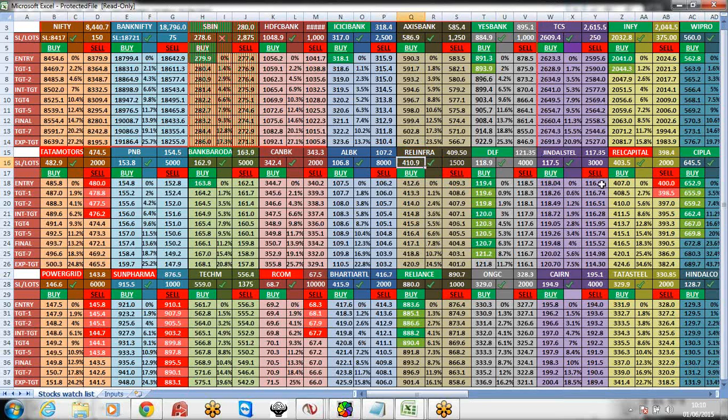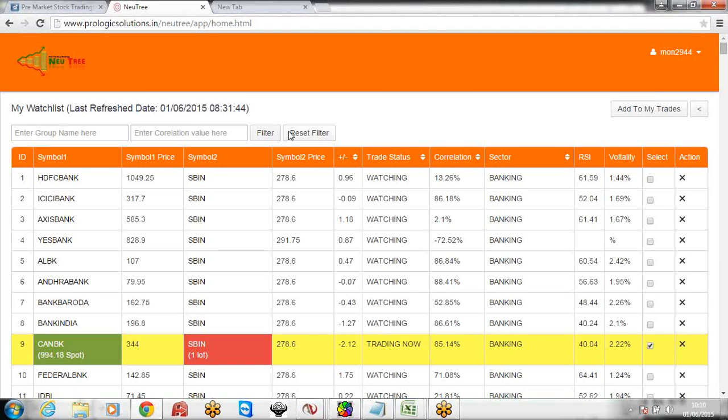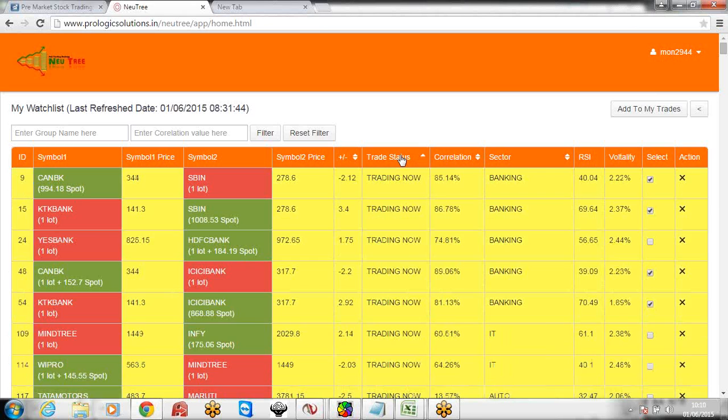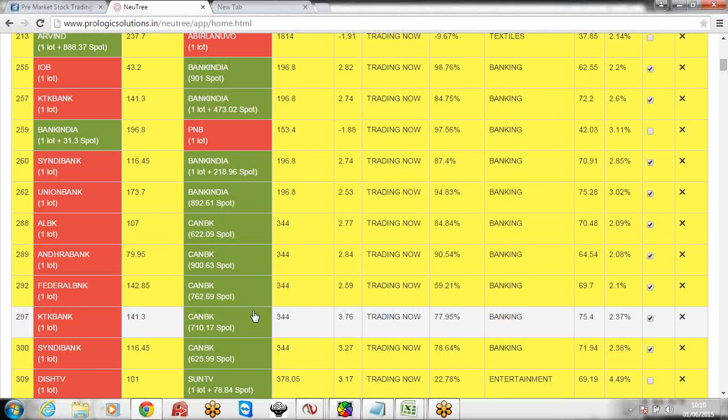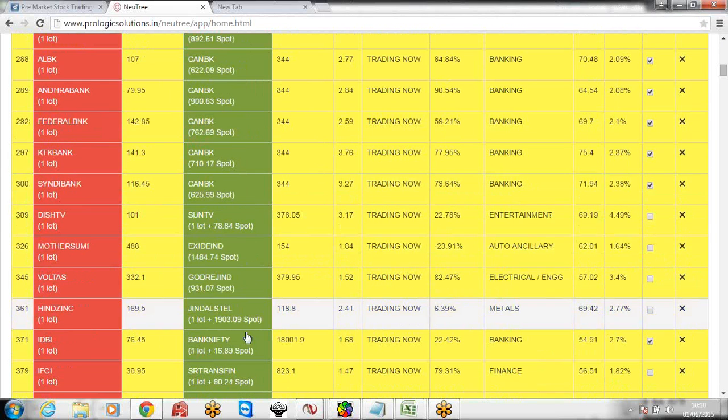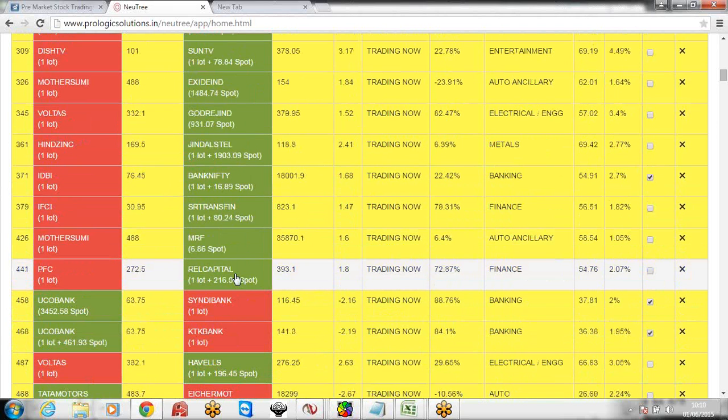Reliance Capital was a gap up open. So now we have a sell call. But otherwise, if you just check, we have one pair where PFC and Reliance Capital have already done their targets. I will show you that. So this is a pair: PFC one lot short, Reliance Capital one lot you buy, plus 216 scripts in this spot price.